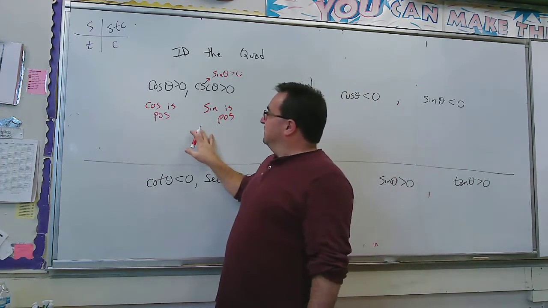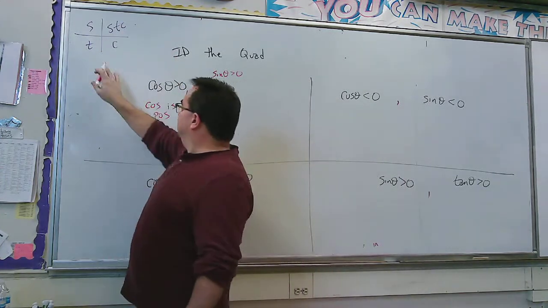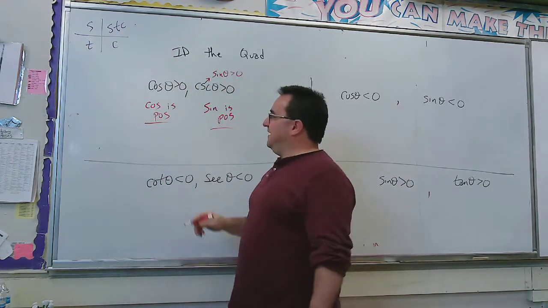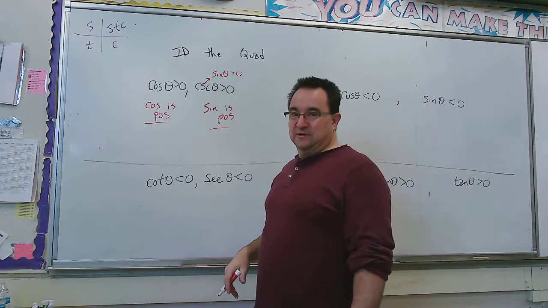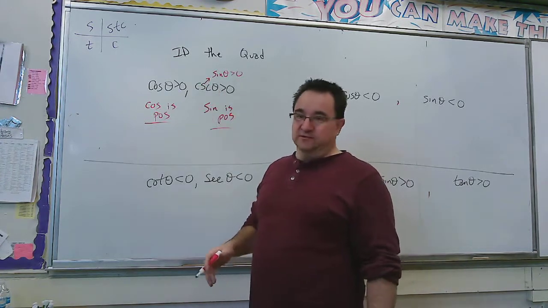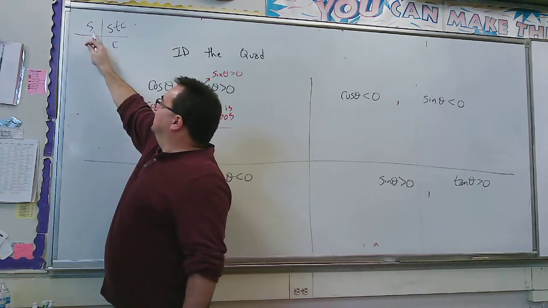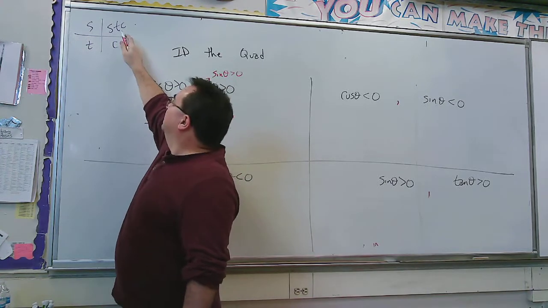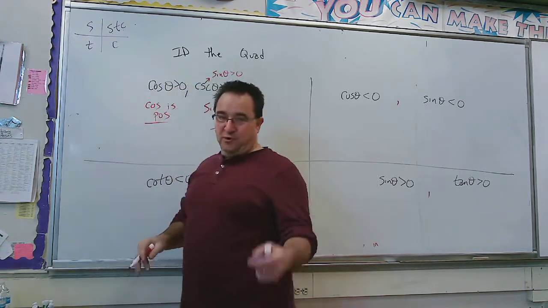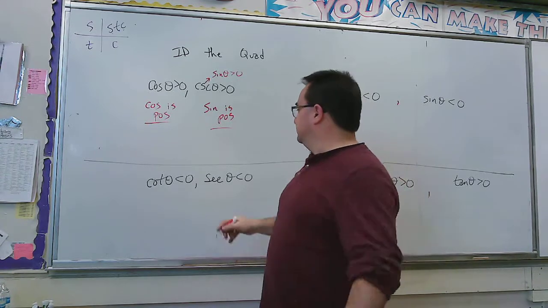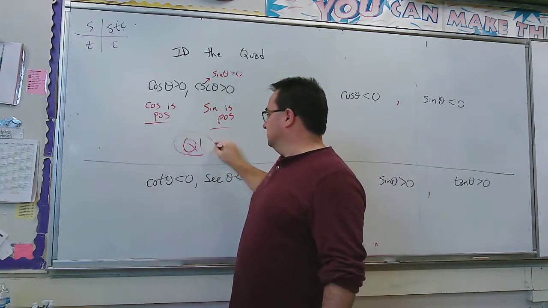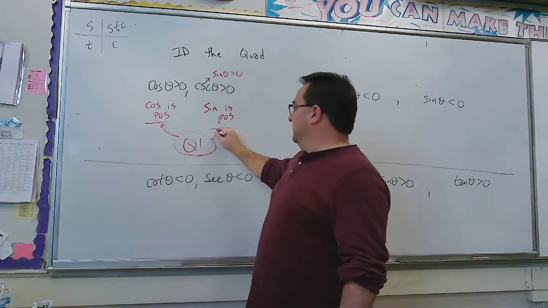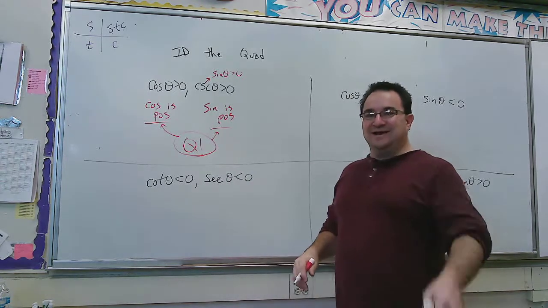Now think about it. Where in this picture are both the sine and the cosine positive? Well, it's wherever you see both letters. Sine yes, cosine no. Cosine yes, sine no. This is the only quadrant that both S and C are positive. So that must be quadrant 1. That is the only place where at the same time cosine and sine are positive.